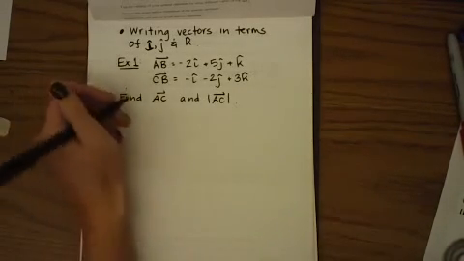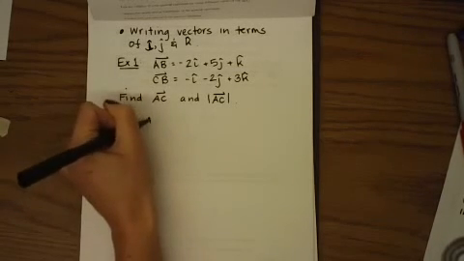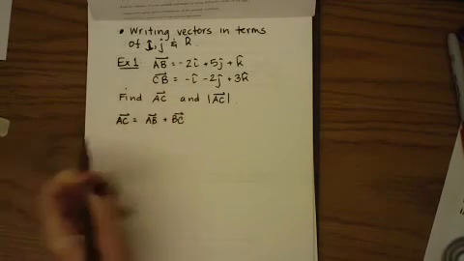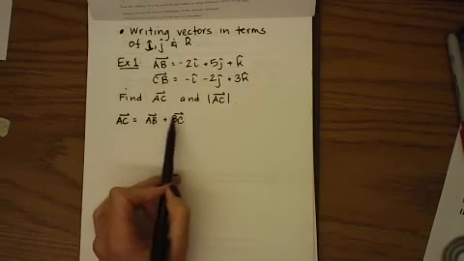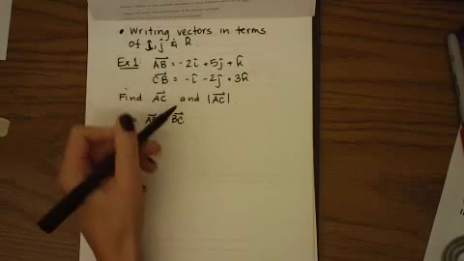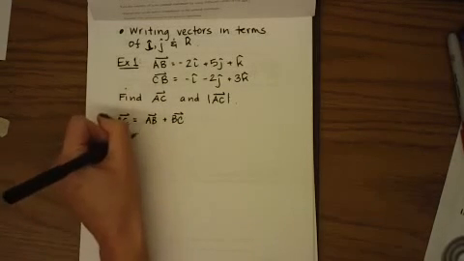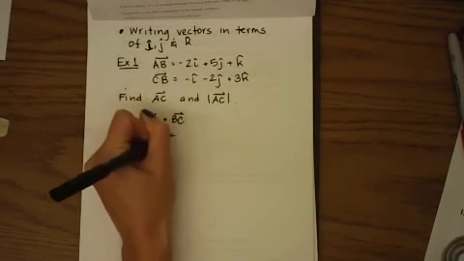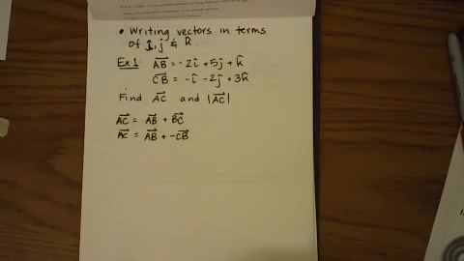So first we remember that vector AC is equal to vector AB plus vector BC, where we go from A to B and then from B to C. B is the stopping point in the middle on our way from A to C. Also remember that BC is equal to -1 times CB. So we have this vector equation that gives us vector AC.